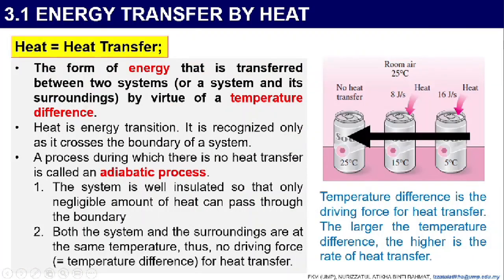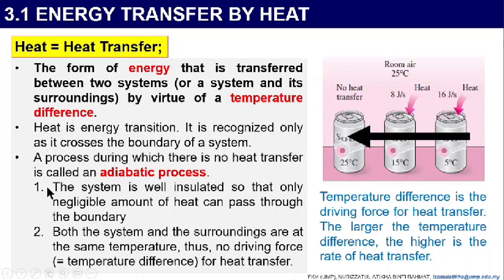Alright, what is heat transfer? The definition of heat transfer is the form of energy that is transferred between two systems or a system and its surroundings by virtue of a temperature difference. Heat is energy in transition. It is recognized only as it crosses the boundary of a system. A process during which there is no heat transfer is called an adiabatic process.